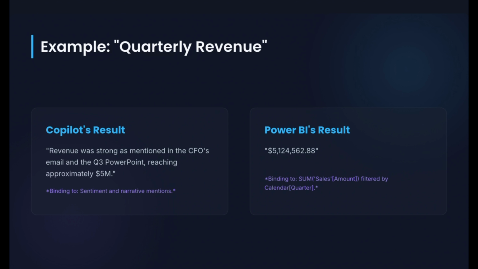And here's a real-world example. The scenario is, Copilot sees a CFO's email saying, "We hit roughly $5 million." Power BI calculates every single transaction and arrives at 5 million and some change. Why are they different though? One bound to a mention in a document, the other is bound to the source of truth, which is the database.